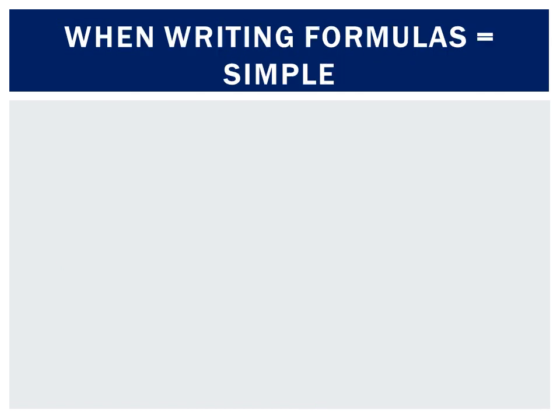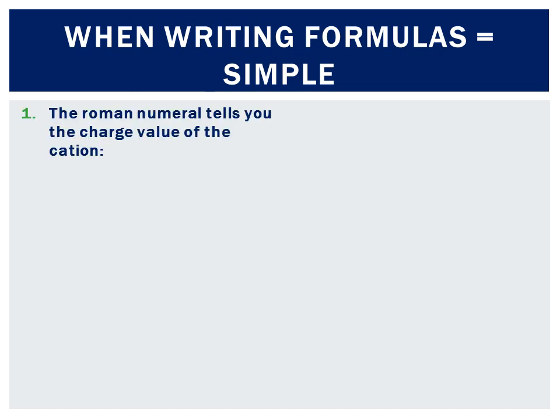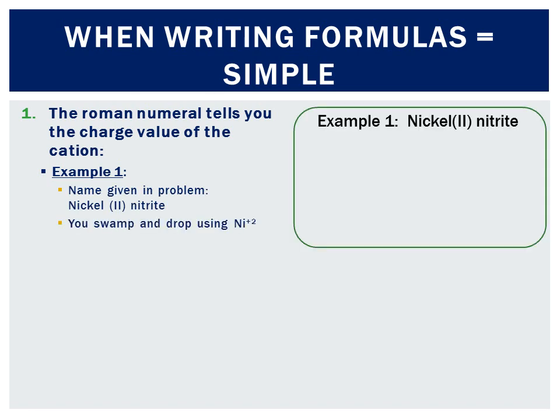Okay. So writing the formulas is relatively simple compared to writing the names. Let's just do a couple of examples, and let's take notes on this one. Remember, the Roman numeral tells you the charge value of the cation. So for the first example, I have nickel 2 nitrate. So I'm going to come over here, I'm going to circle my 2 to tell me that I have nickel plus 2. Okay, the Roman numeral tells me the charge of the cation.